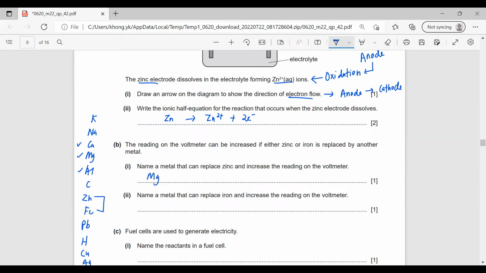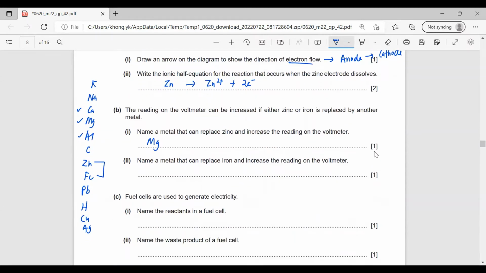Then next, name a metal that can replace iron and increase the reading on the voltmeter. In this case, if I want to replace the iron, I will choose some other metal that is below it. It could be lead, copper or silver. So in this case, I can just write down lead.